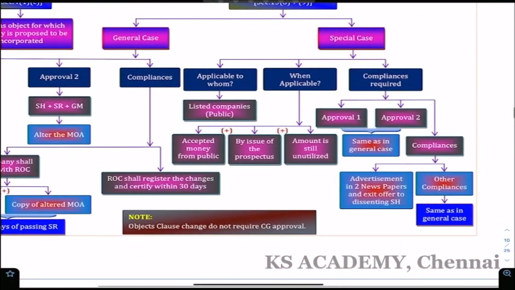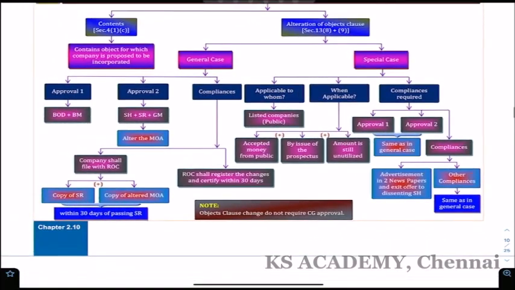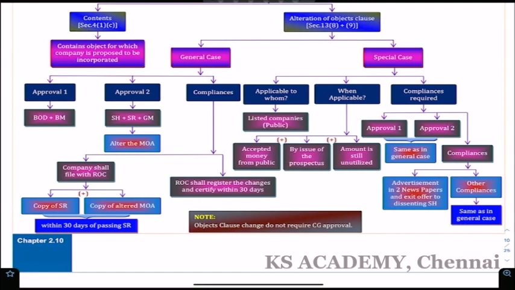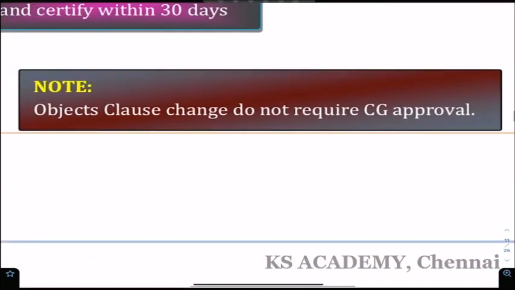So see this chart first. Once you complete, then we will go into the next part. But a very important thing, these type of points you should make a note of. Objects clause of the memorandum requires CG approval? Objects clause change does not require any central government approvals. Clear?